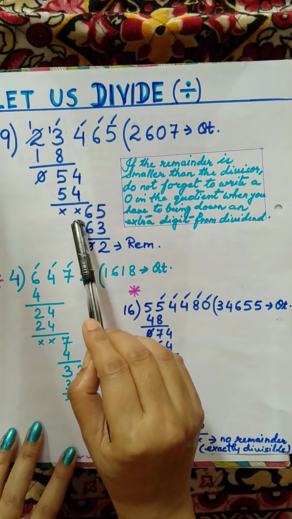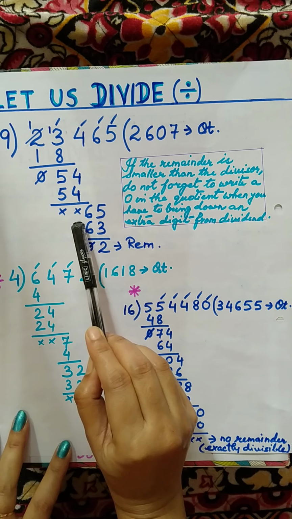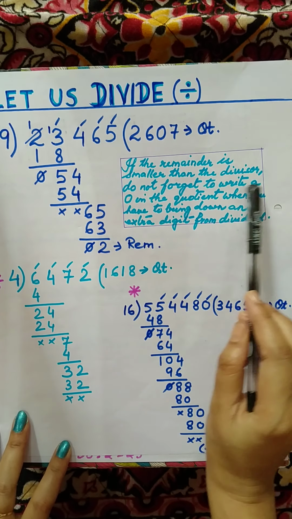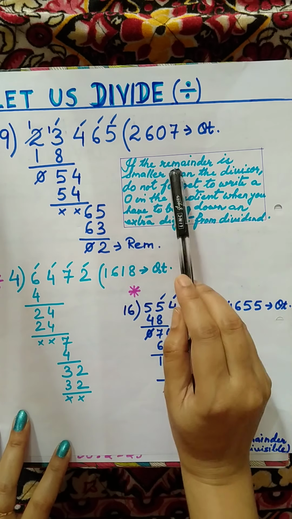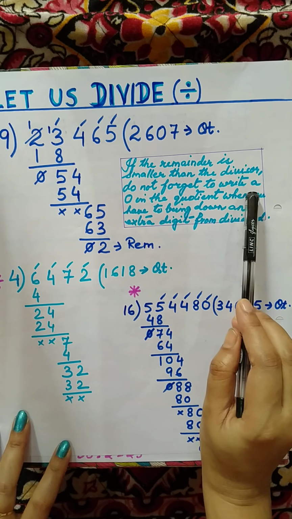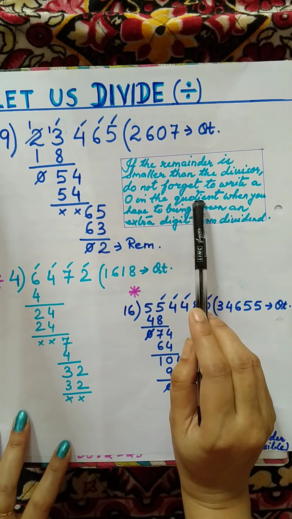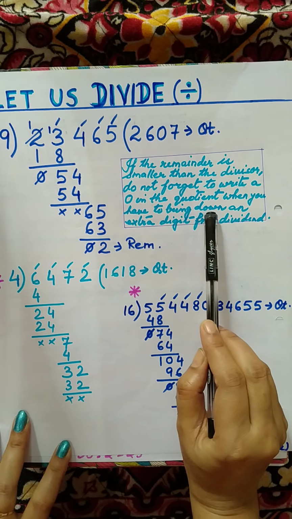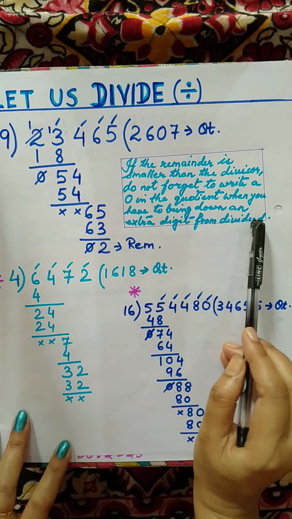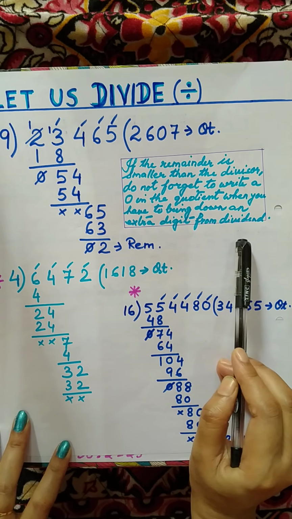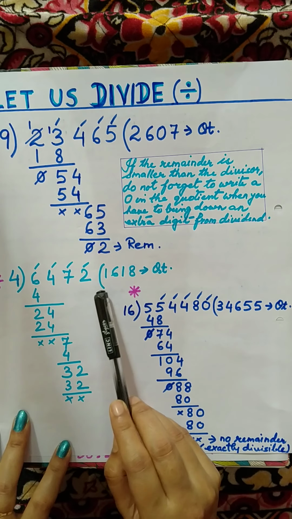Now here is a different kind of division where you will find the remainder is smaller than the divisor. If the remainder is smaller than the divisor, do not forget to write a 0 in the quotient when you have to bring down an extra digit from the dividend. Let us see how this happens.